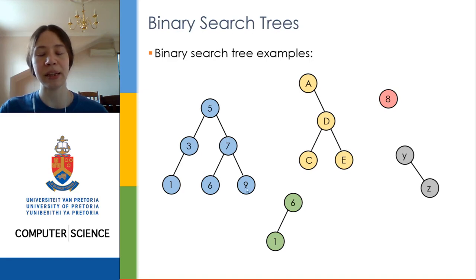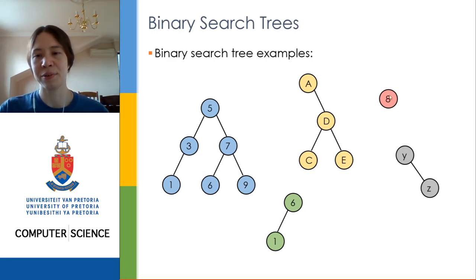Then if we independently consider just the right subtree, then right here the same rules apply. 7 is larger than 6, but it is smaller than 9. So the very same relationship of left is smaller, right is bigger applies to every single subtree inside of your entire binary search tree.